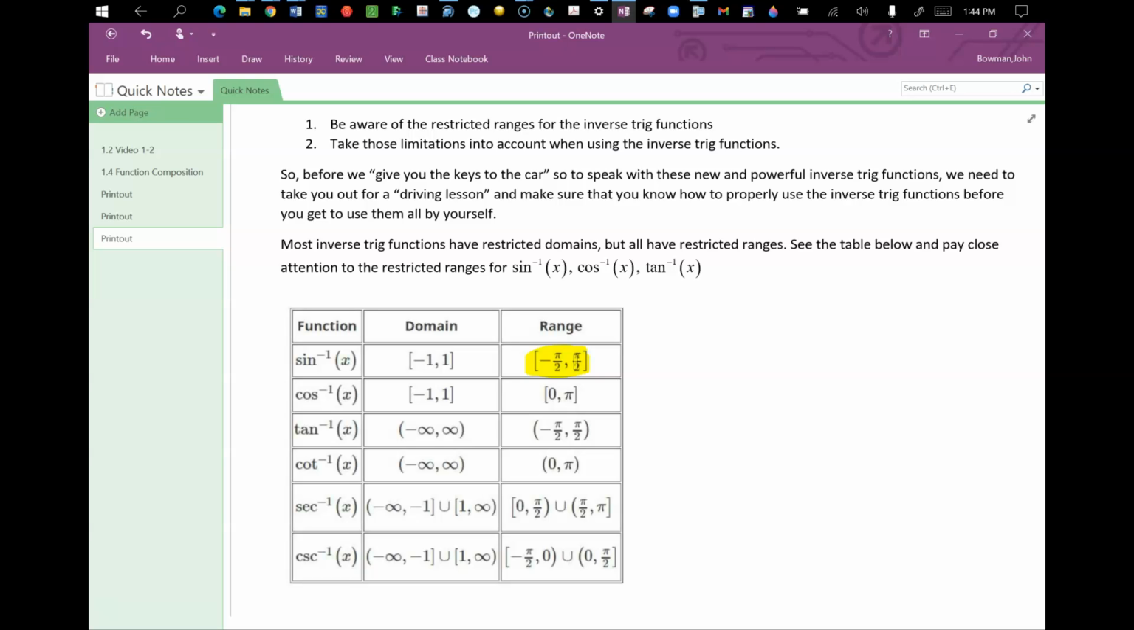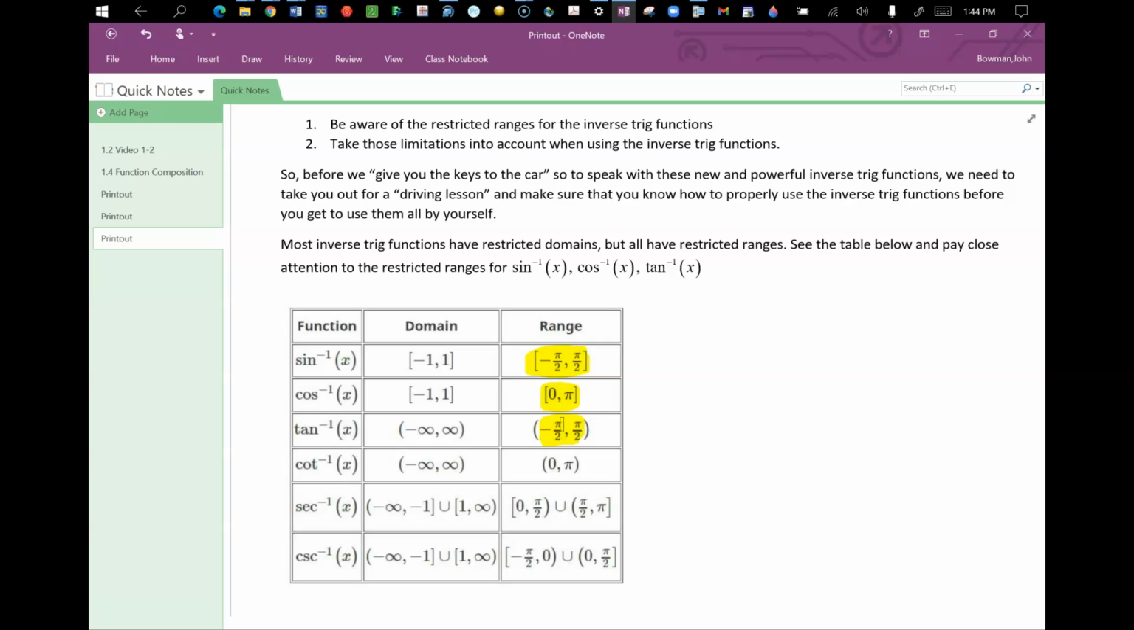If you're using the inverse cosine, you will only get an angle from 0 to pi, which is going to be an angle in the first quadrant or the second quadrant. If you're using the inverse tangent, you will only get an angle between negative pi over 2 and positive pi over 2, because the tangent is not defined at negative pi over 2 and positive pi over 2.